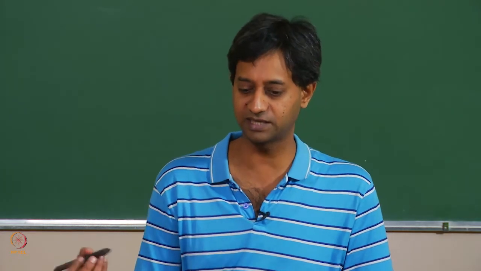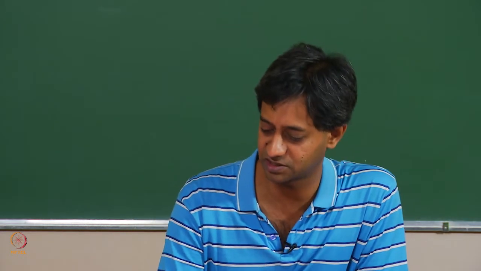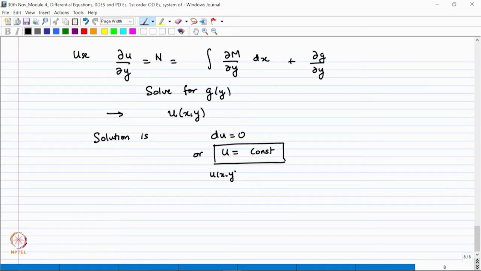I should emphasize that the solution is an implicit solution, u of x y equal to constant. This is the implicit solution of the ODE m dx plus n dy equal to 0. So, our original ODE was m dx plus n dy equal to 0, and the implicit solution is u of x y equal to constant.